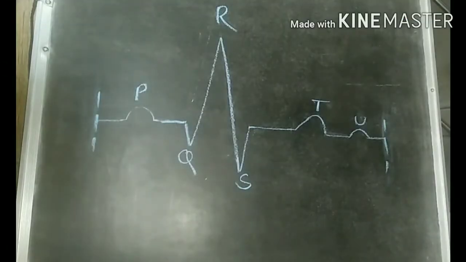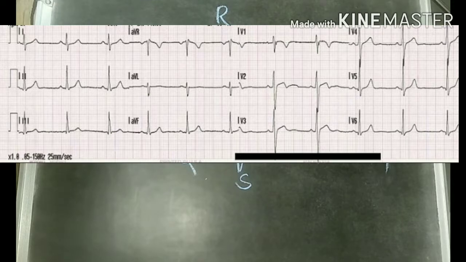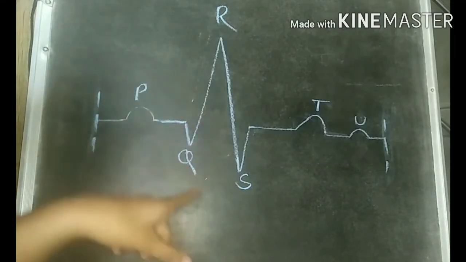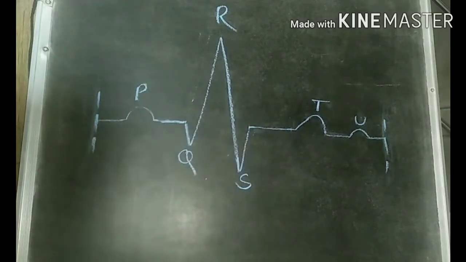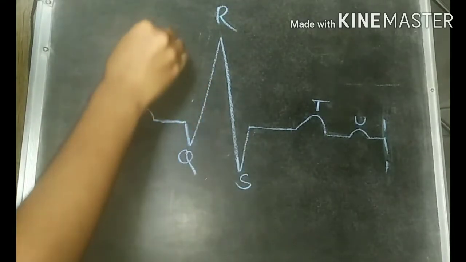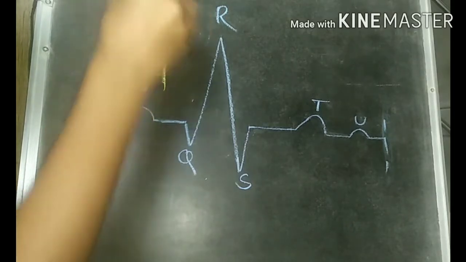Friends, today I'm going to talk about the PQRST different waves. These you might have seen on the ECG graph papers if you are working in the medical fields. So talking about PQRST, what they actually denote. P, you might be knowing, denotes the atrial depolarization.